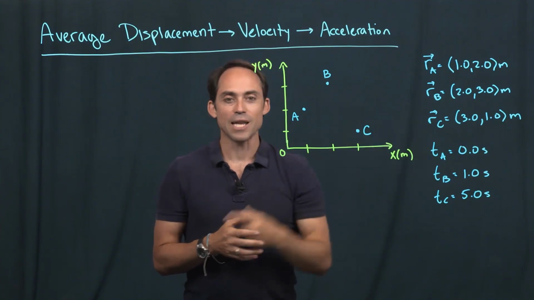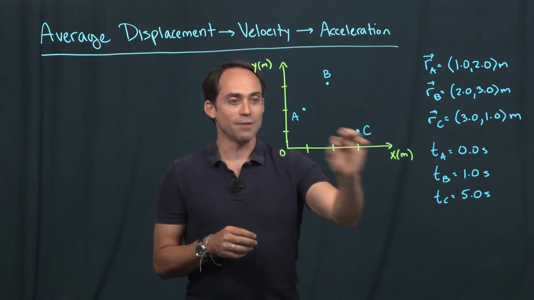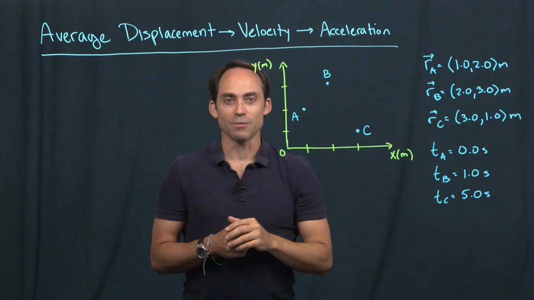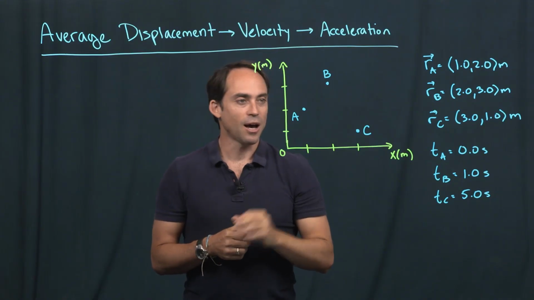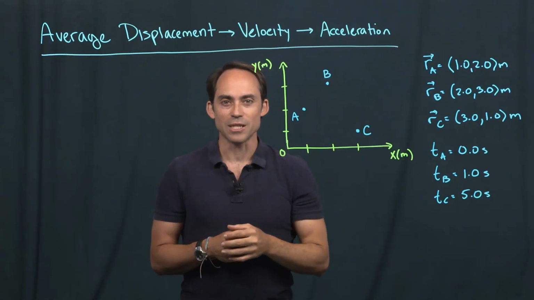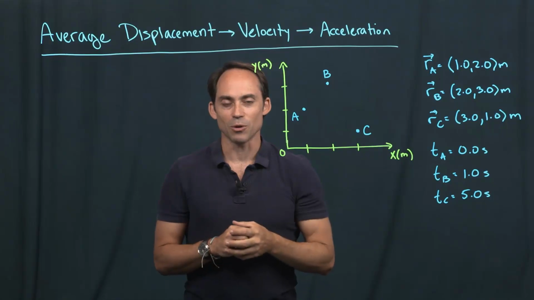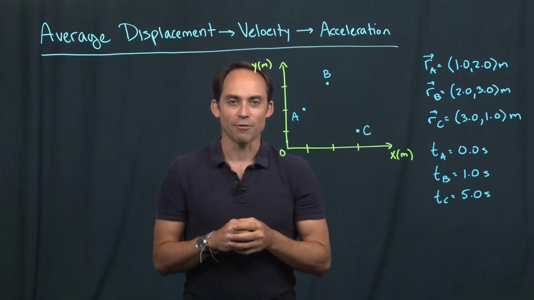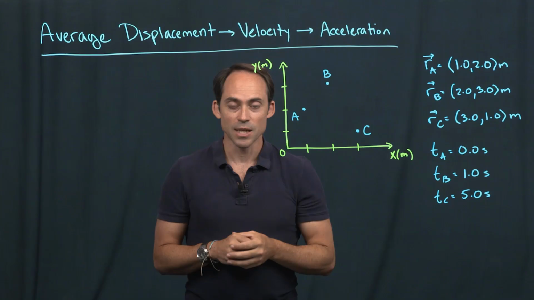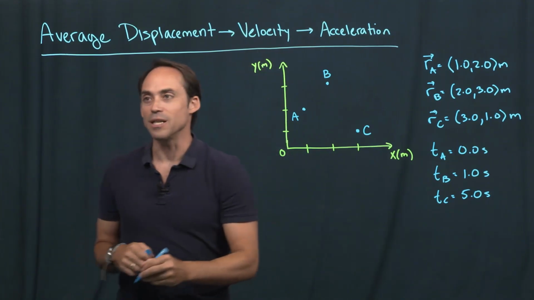And I've also specified the times at which I'm making these measurements. And you'll notice that they're not even. We'll start our clock at point A at 0 seconds. We'll reach point B at 1 second, and then we'll take another 4 more seconds, so at t equals 5 seconds, to reach point C. This will give us a chance to look at how these different quantities differ if you have larger or smaller time steps. So we have to start with our definition of what the average displacement is.